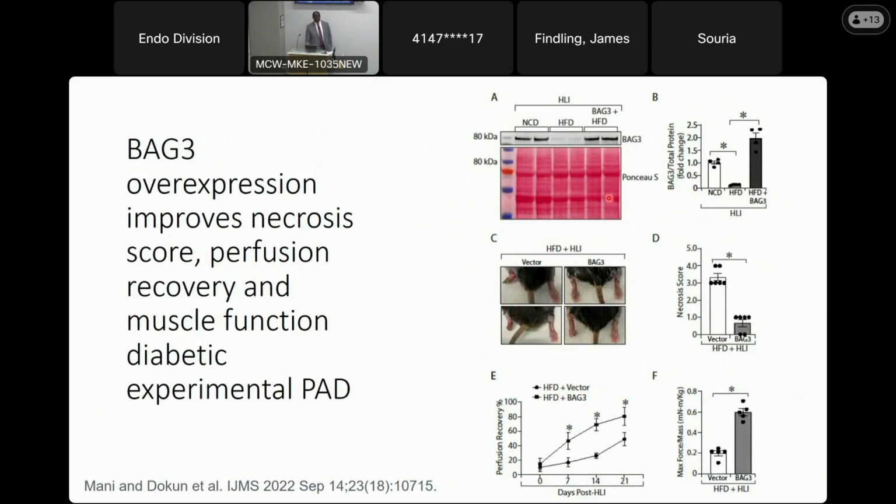So using an AAV-based approach, under the control of a CMV promoter, we were able to restore BAG3 expression in those ischemic diabetic limbs, as shown here. And yes, we were able to rescue a lot of the limb loss that these mice tend to exhibit, as you can see here. We also saw an improvement in perfusion recovery.